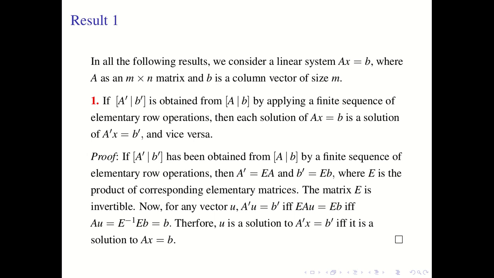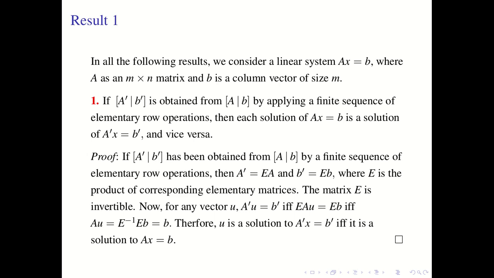if and only if it is a solution of A prime x equal to B prime, where A prime is the matrix and B prime is the vector obtained from A B. You augment the matrix A by appending the vector B as the n plus first column, and then do elementary row operations. So let's prove this result.